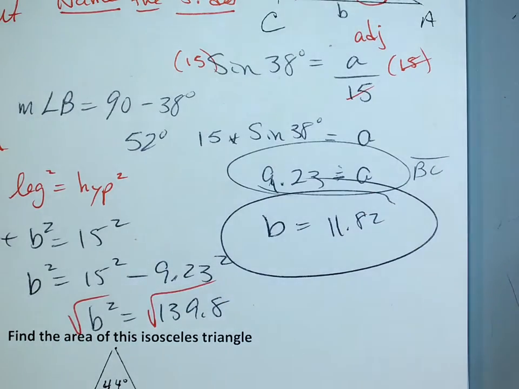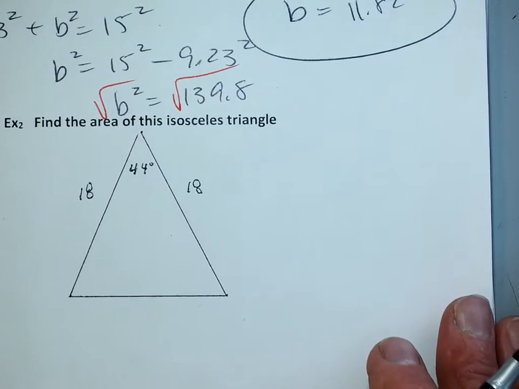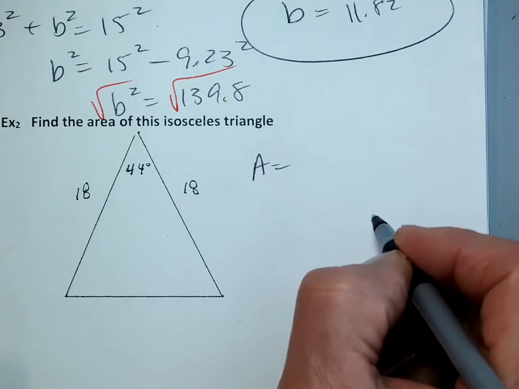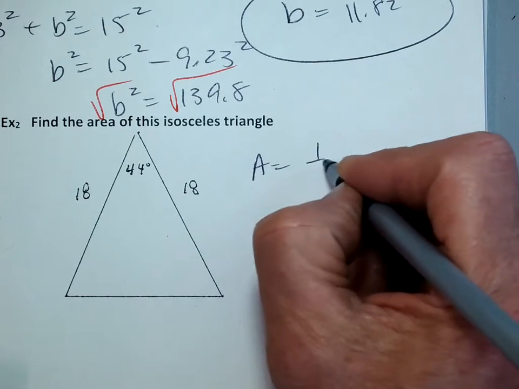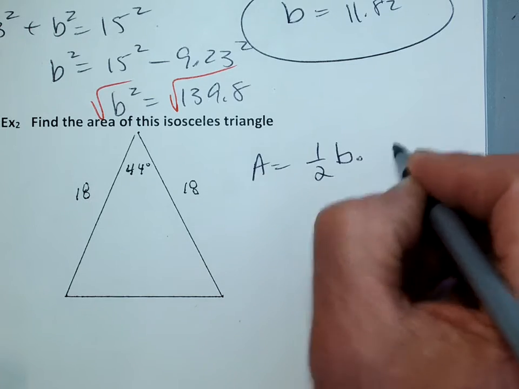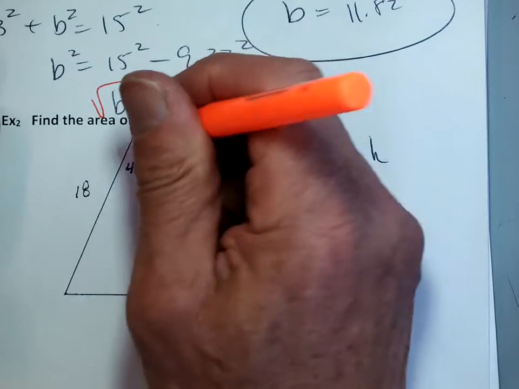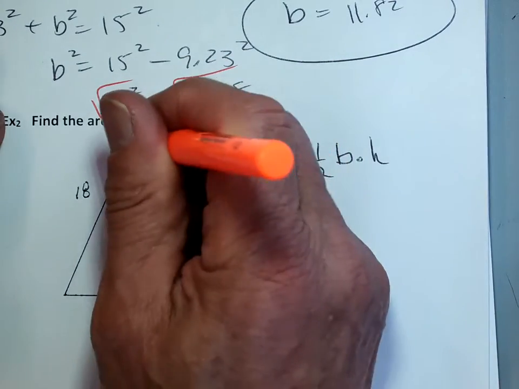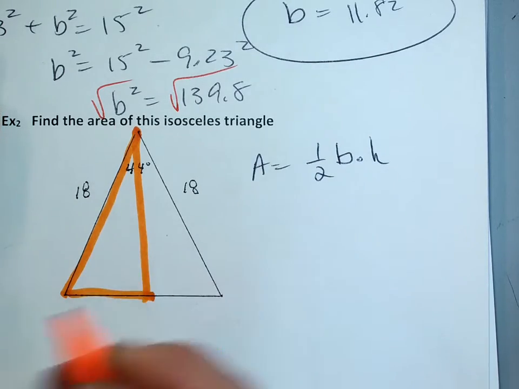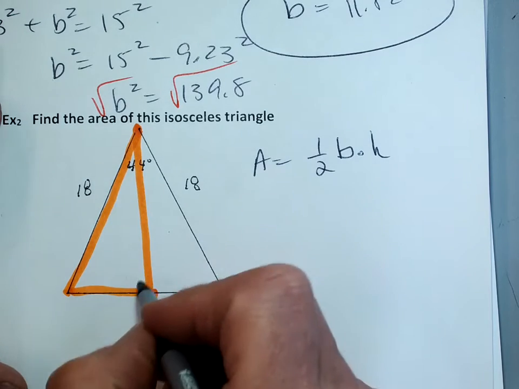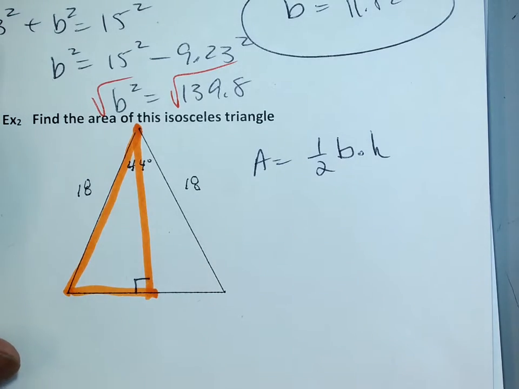Okay, finally, example 2. Find the area of this isosceles triangle. So here's what I know. Area of a triangle is always going to be 1/2 its base times its height, right? Well, I don't know the base, and I don't know the height. But here's what I can do. I can make this into a right triangle. Since it's isosceles, it cuts it right down the middle, doesn't it?